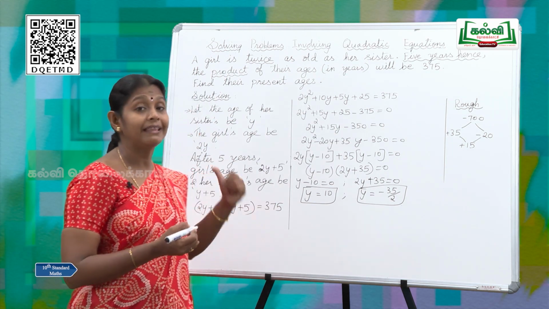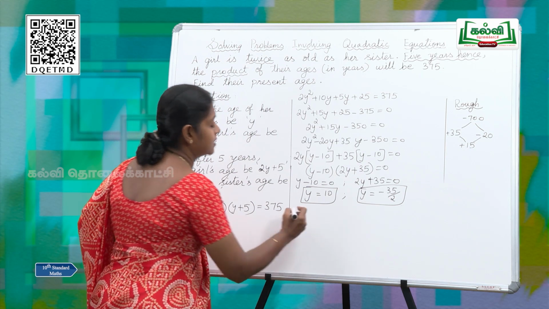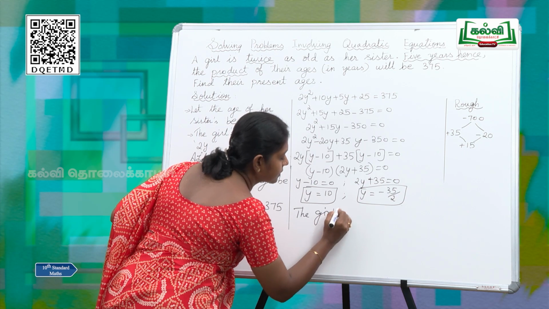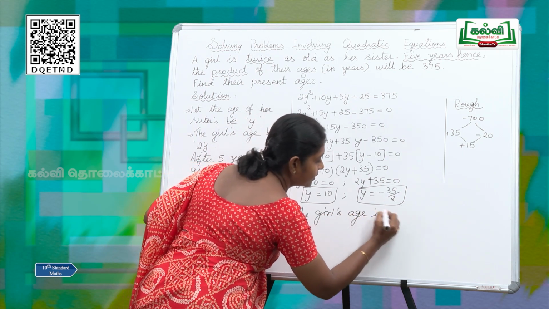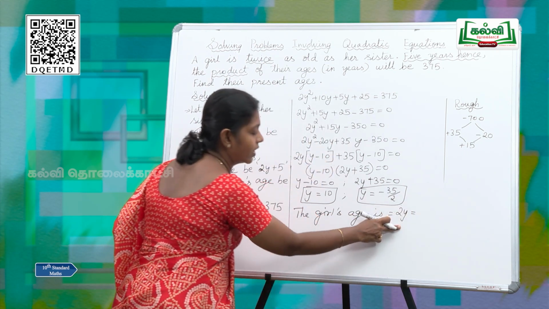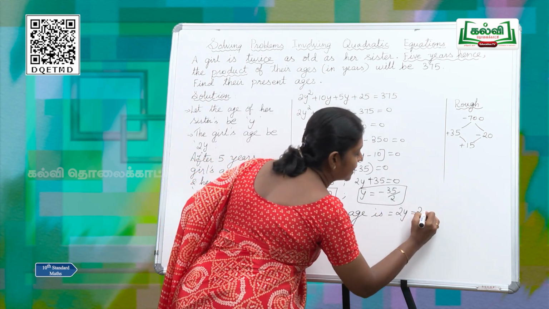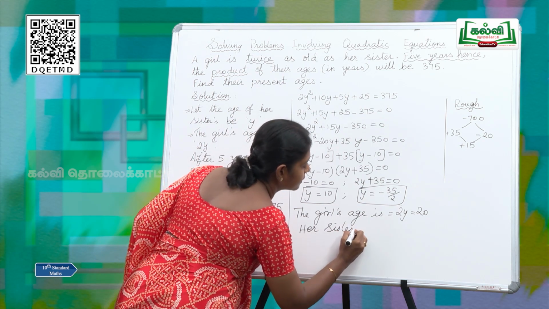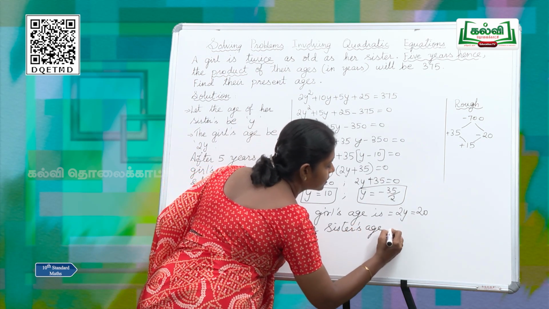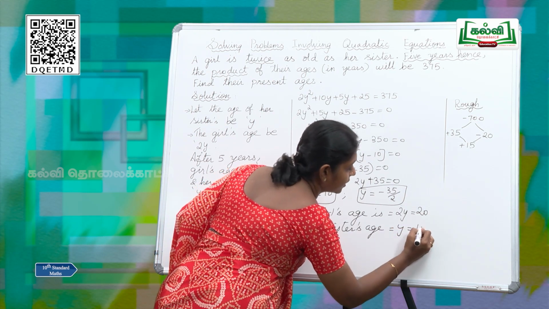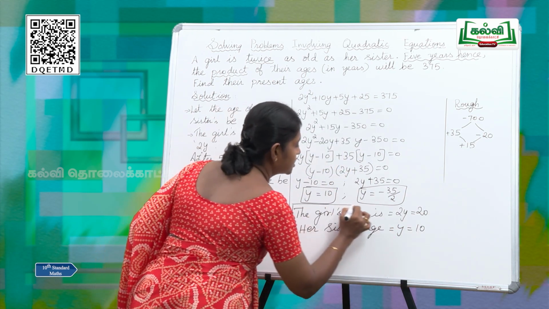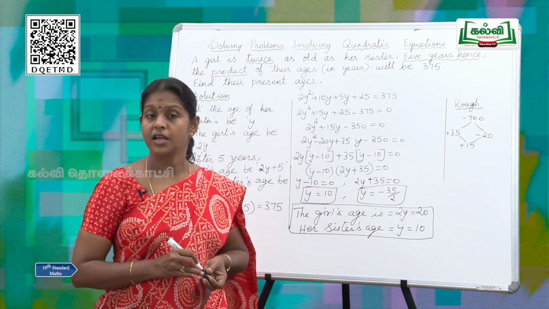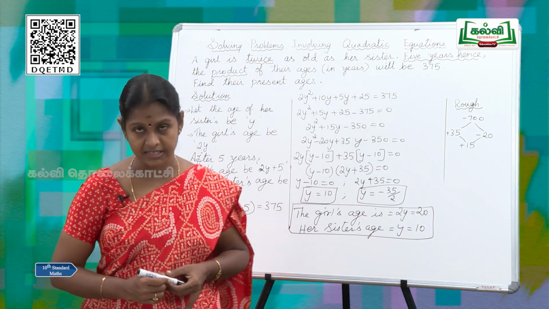Actually, we have to find their ages. What is the girl's age first? The girl's age is 2y. We know the y value, just apply, you will get 20. Her sister's age is just y, that means 10. So, this is the final answer for the given statement. Can you understand? I hope you all understand.